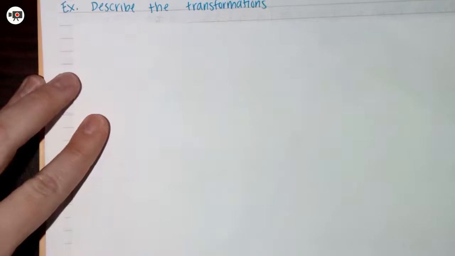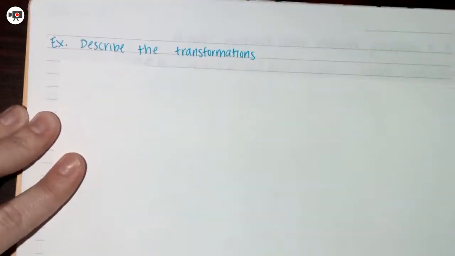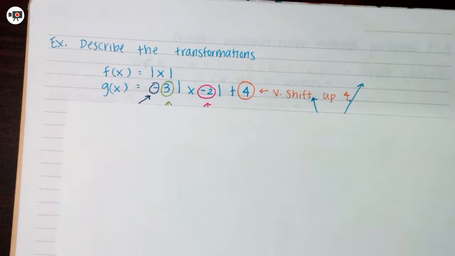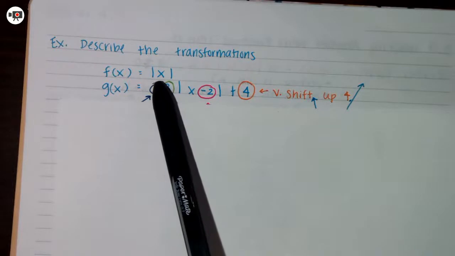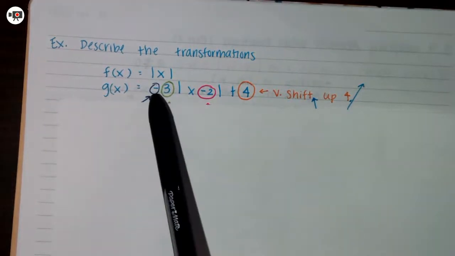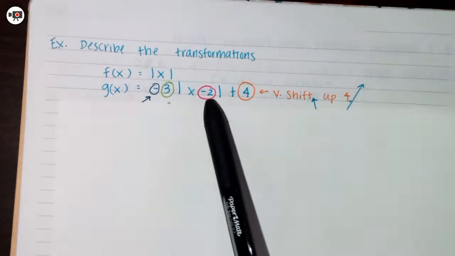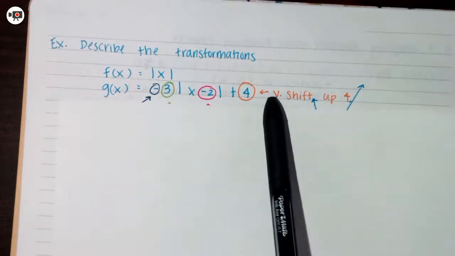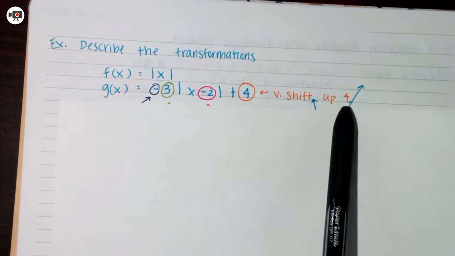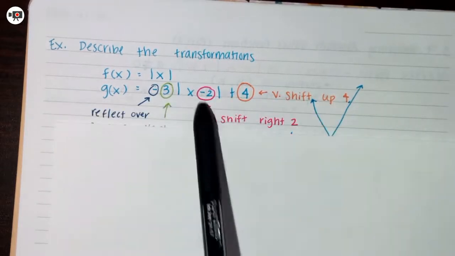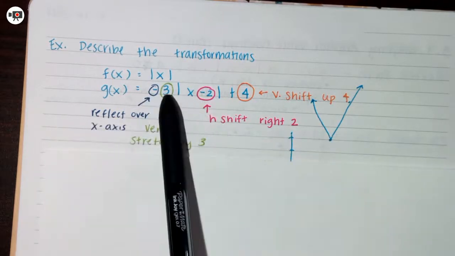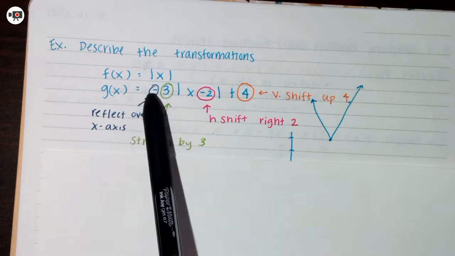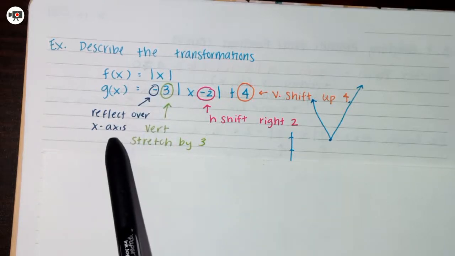So let's look at this. All I'm going to do is describe the transformations that are happening in this function. So I start with my parent function, f of x equals the absolute value of x. G of x equals negative 3 times the absolute value of x minus 2 plus 4. I know this 4 is going to shift it up 4. The 2 is going to be a horizontal shift to the right 2. The 3 is a vertical stretch by 3, and the negative reflects over the x-axis.